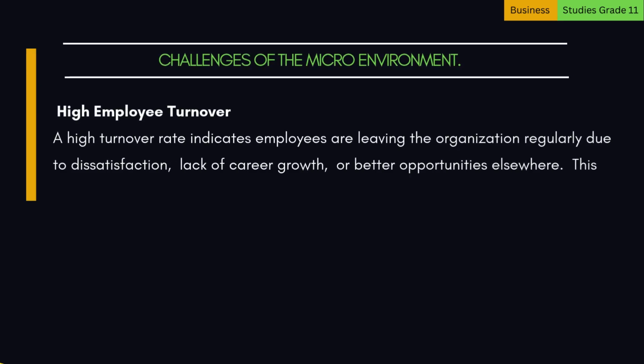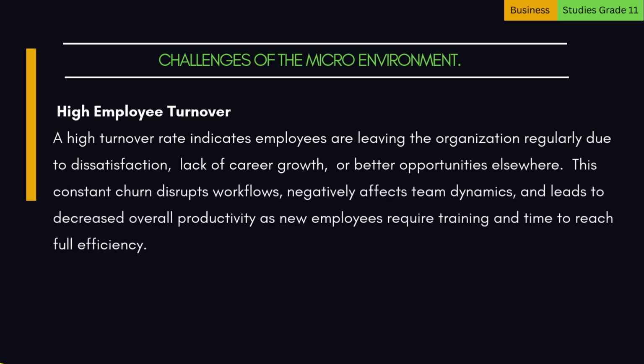7. High employee turnover. A high turnover rate indicates employees are leaving the organization regularly due to dissatisfaction, lack of career growth, or better opportunities elsewhere. This constant churn disrupts workflows, negatively affects team dynamics, and leads to decreased overall productivity as new employees require training and time to reach full efficiency.